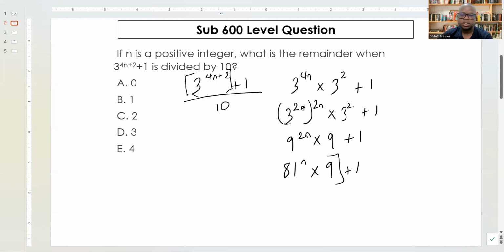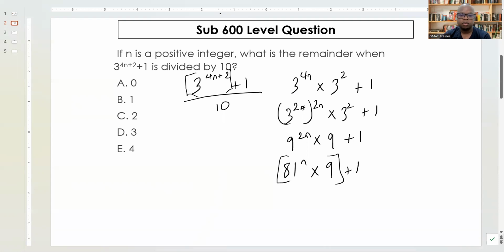From this, you can see it's now a bit simpler compared to what we had earlier. So this is what we have eventually from what we initially had: 81 raised to power n times 9, plus 1. That is what will give us the value of this expression. And since you're looking at the units value of this whole expression, that means you're looking at the last digit, which is also a number property concept.